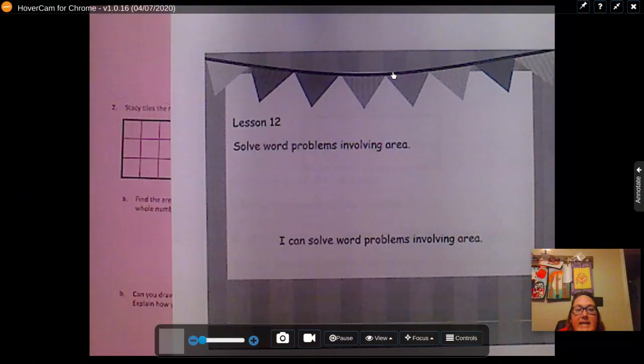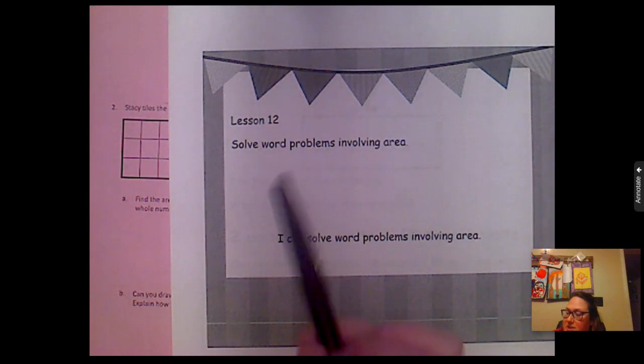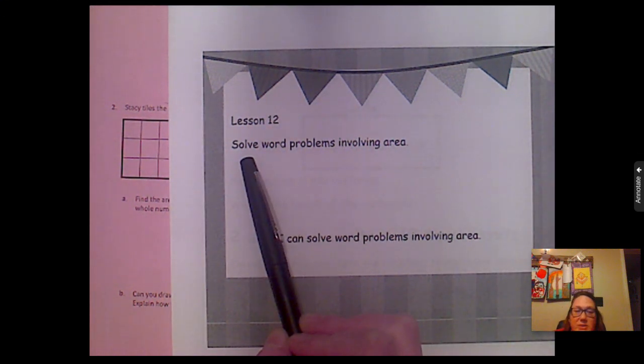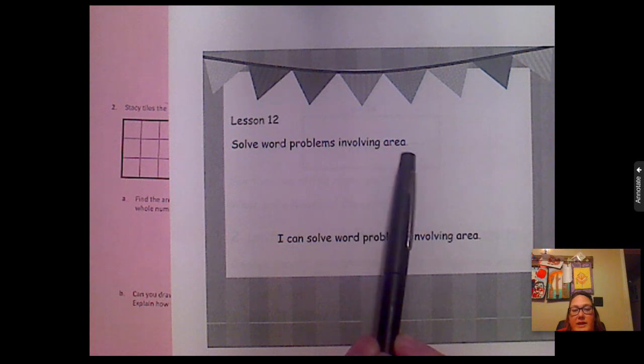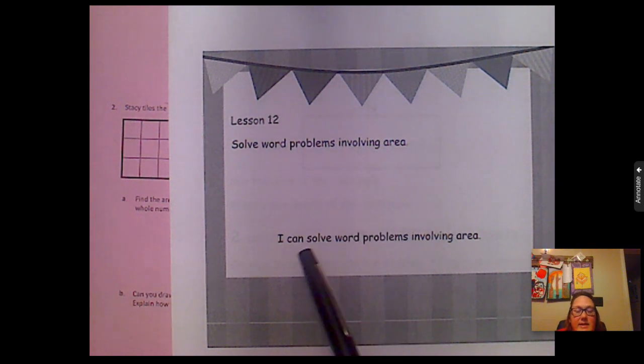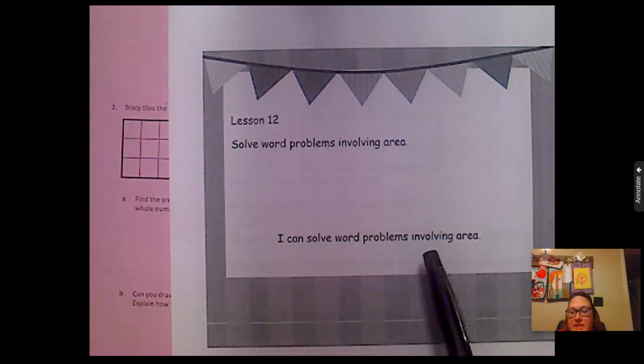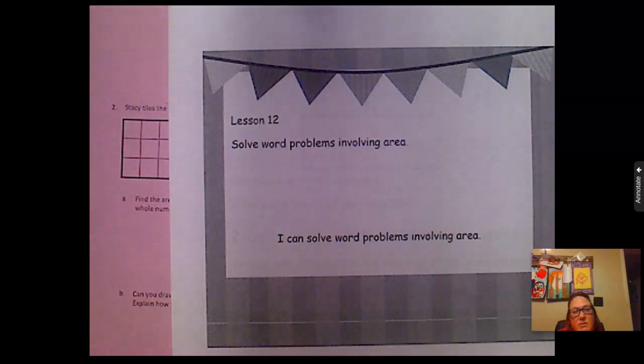Today we are working on math lesson 12, continuing to work on area. Our lesson objective today is that we are going to solve word problems involving area. And our I can statement is the same. I can solve word problems involving area. So this would be like where we're using our RDWW, like we worked on in our past couple of units, but this time we're going to work on RDWW with area.